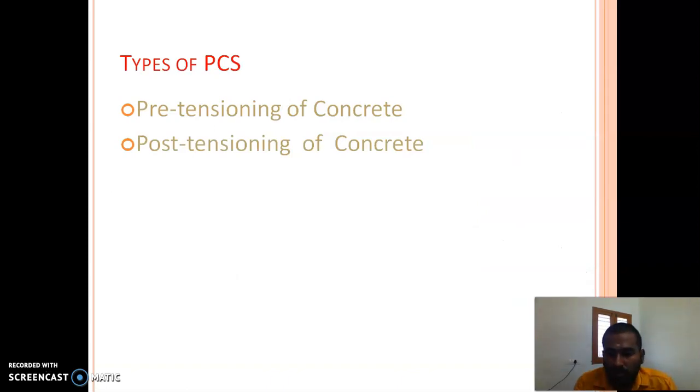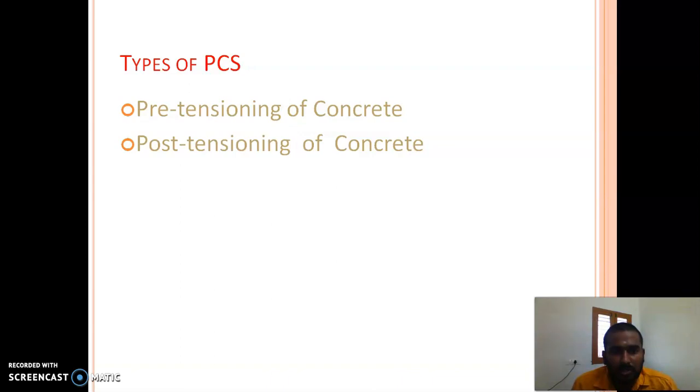So basically there are two types of prestressed concrete structures. One is pre-tensioning of concrete, another is post-tensioning of concrete. As the name suggests, in pre-tensioning of concrete, the tendons are stretched before the concrete is hardened. In post-tensioning, the strands or tendons are stretched after the concrete is hardened.